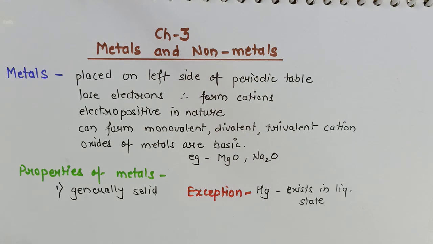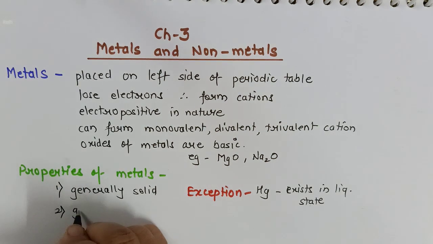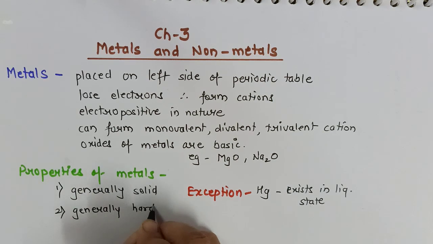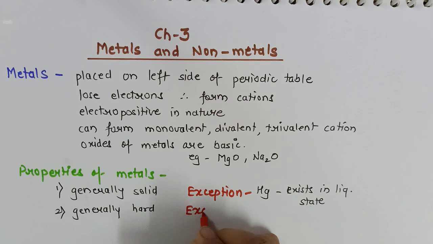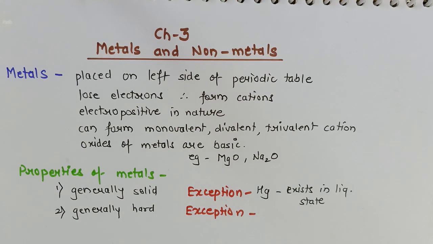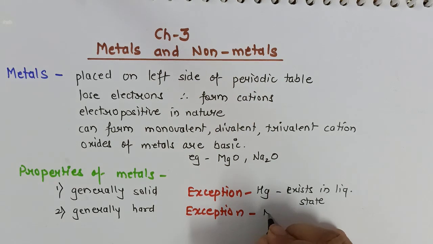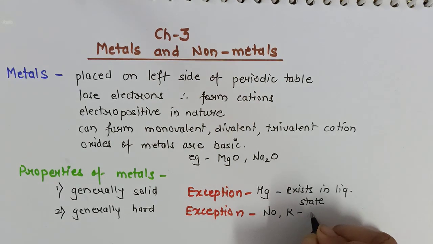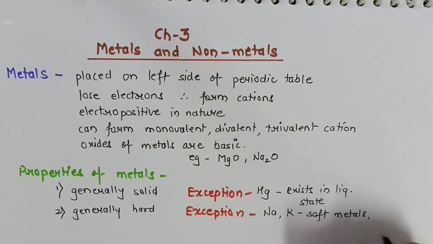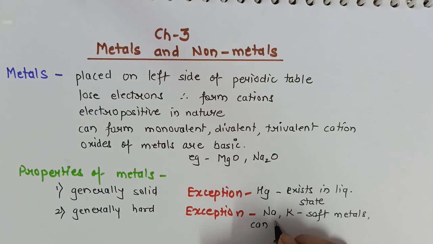Secondly, metals are generally hard. Here also we have an exception. Metals like sodium and potassium can be cut with a knife. They are so soft. Sodium and potassium are soft metals. We can cut them as we cut a cake or a pastry.